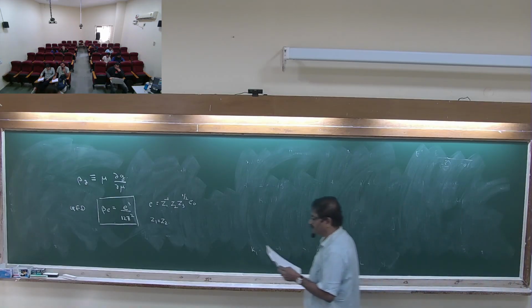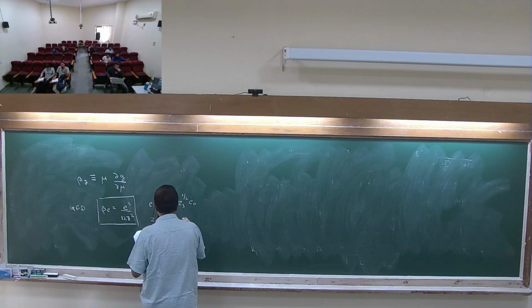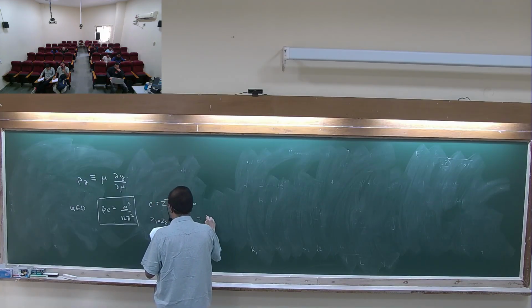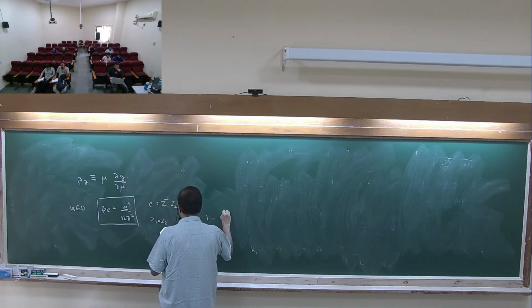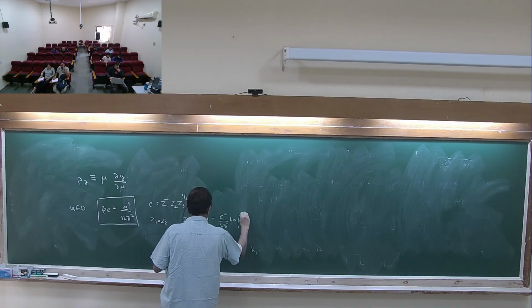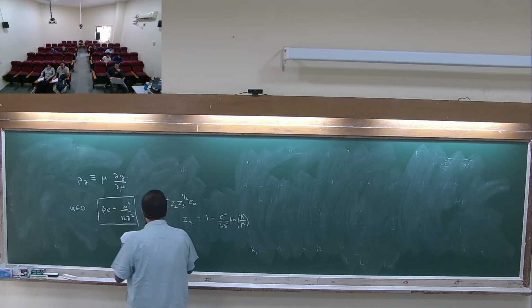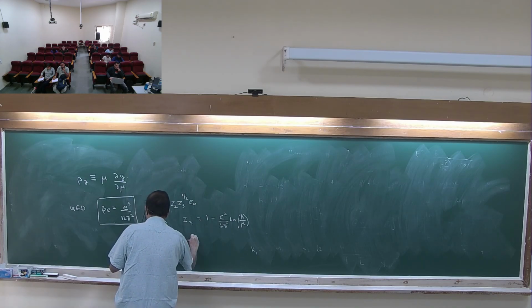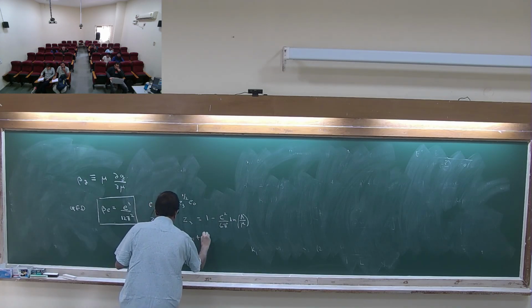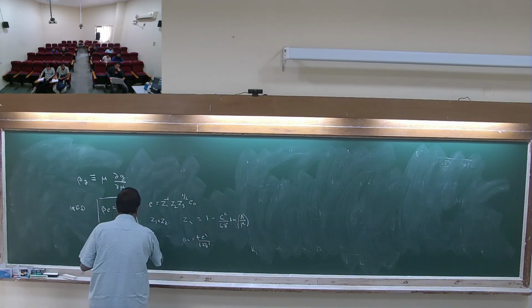Okay. Z3 in cutoff regularization. Z3 in cutoff regularization is 1 minus e squared by 6 pi squared logarithm of lambda by mu. Okay? And this is what gives us beta e is plus e cubed divided by 12 pi squared, and it comes from this diagram like this.